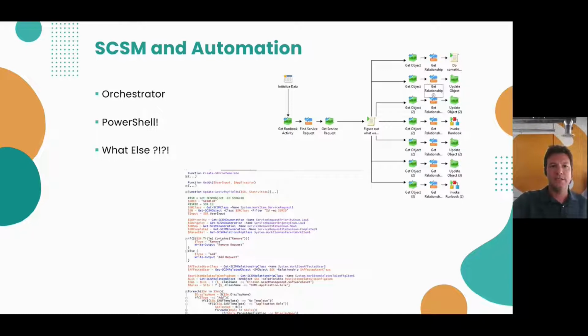So, SCSM and automation, there's really two items that you're either doing one or the other, or you're doing both, or a mixture of both. So Orchestrator and PowerShell. From an Orchestrator perspective, the pros there are that it is native to Service Manager. So it's been around since Service Manager has been around, and it plugs right into Service Manager. There's a ton of documentation and examples out there because the products have been around for so long. You're bound to find a lot of information out there.